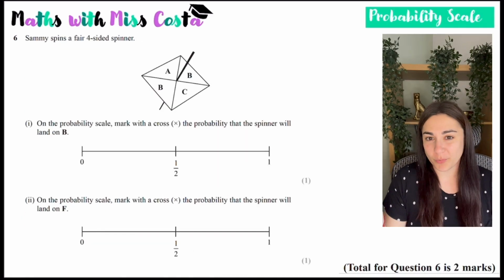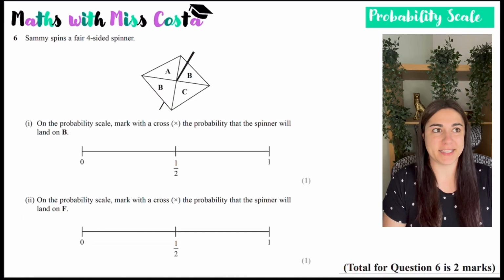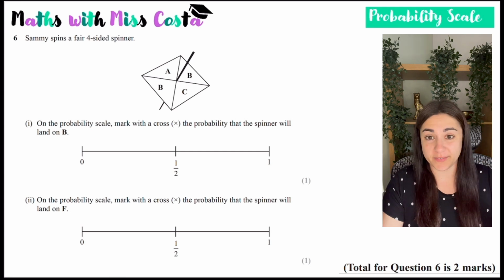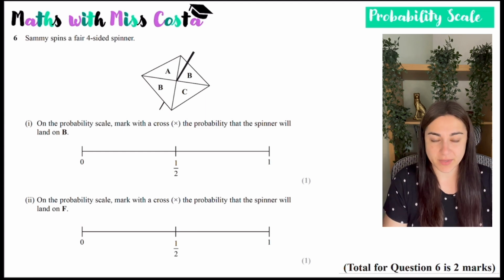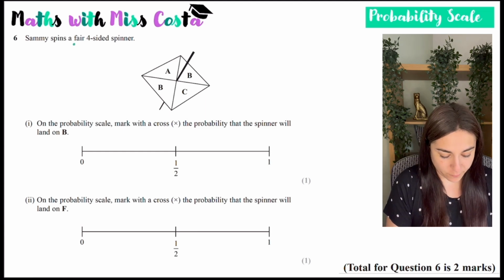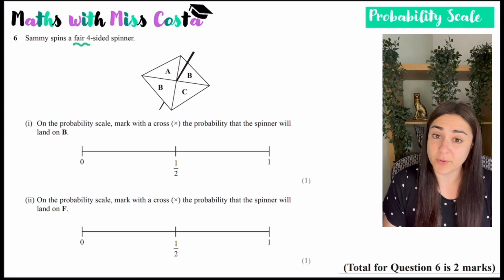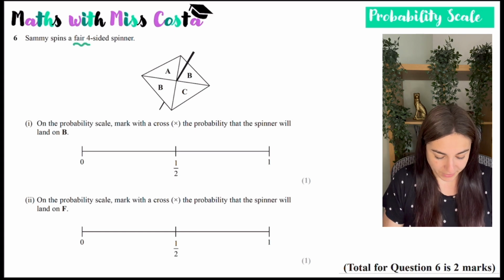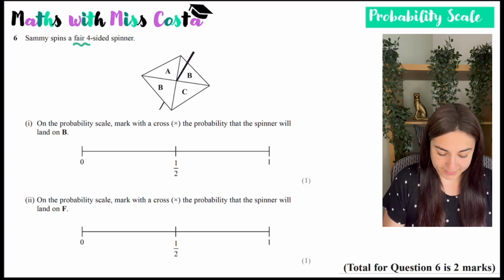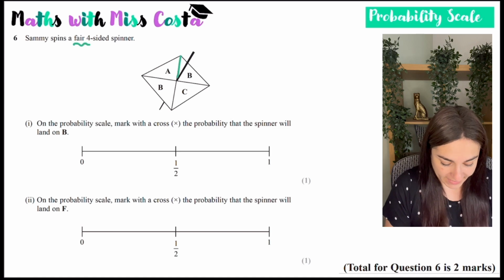Over here I've got a probability scale. A probability scale is literally just saying, from no chance to 100% chance to definite, what's the chance that something will happen. The spinner's a fair 4-sided spinner, and the fact that it's fair is important. It means that everything has an equal chance of landing. So on the probability scale, mark with a cross the probability that the spinner will land on B.